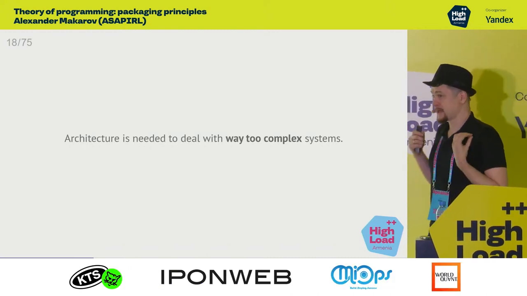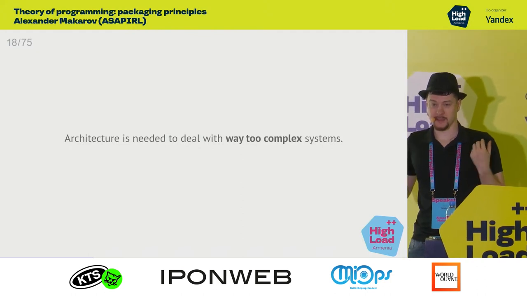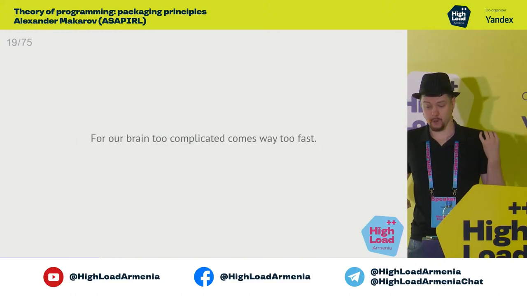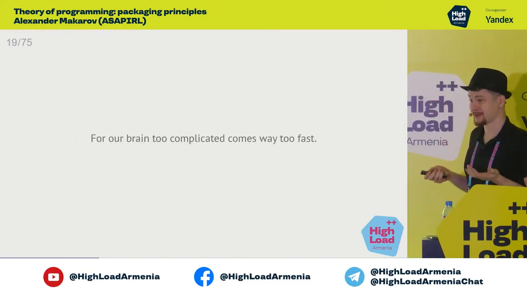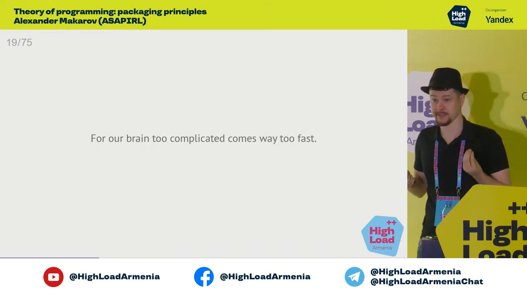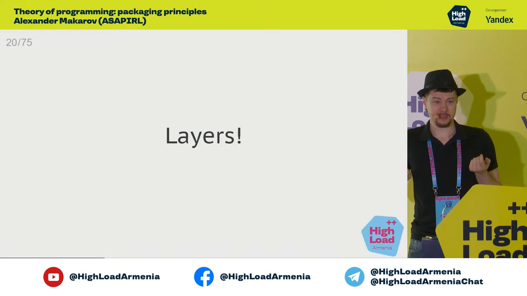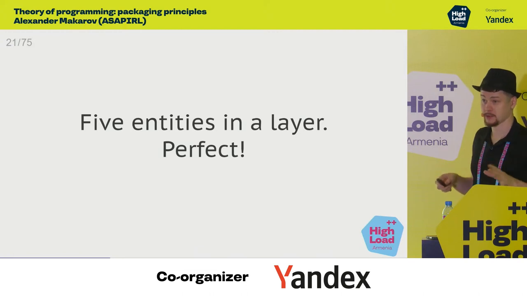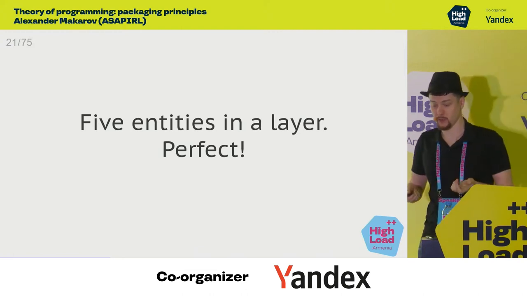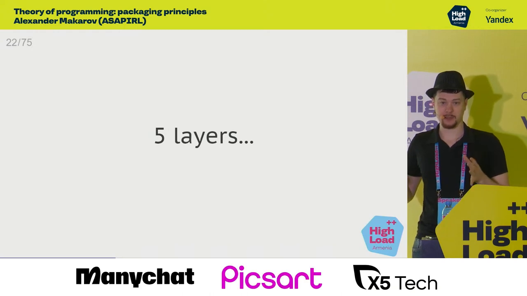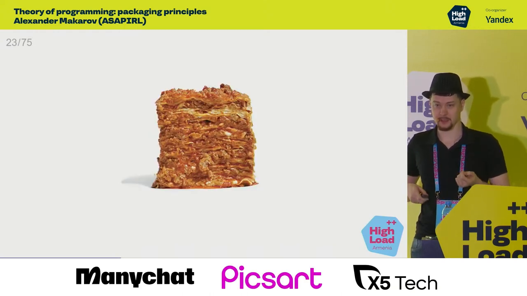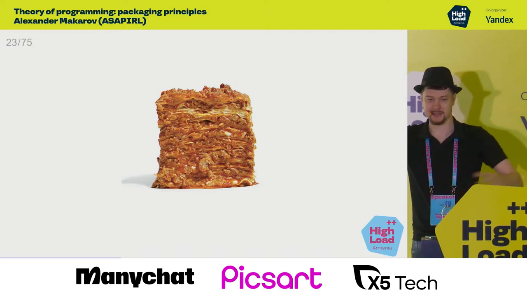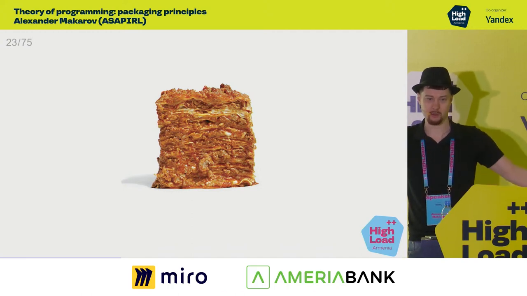So architecture is needed to deal with these way too complex systems that we cannot fit into our brains. And for our brain, this too complicated, unfortunately, comes way too fast. So we invented layers and layering. And 5 entities in a layer are perfect because it fits in the brain well. But if we get 5 layers and more, that becomes this thing. That's called the bad lasagna layering, where all the layers are mixed and there are too many layers and we have no idea what's going on.